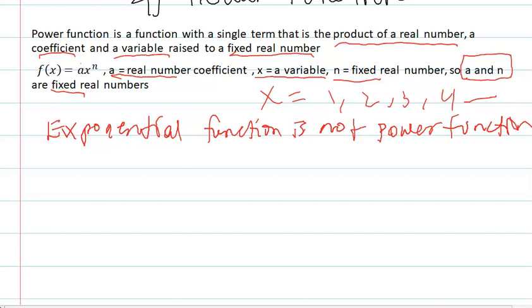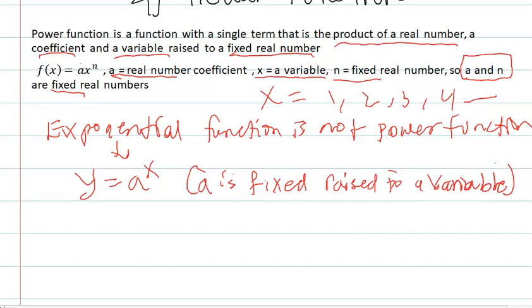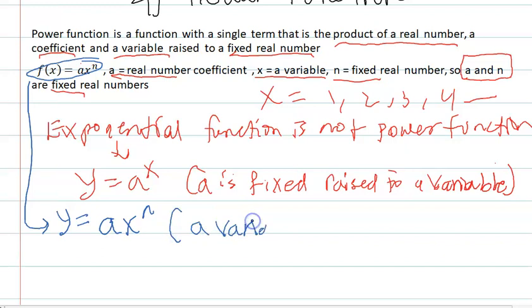ስለዚህ ኤክስፖኔንሻል ፈንክሽን form is y equals a to the power of x ነው, which means a is a fixed base raised to a variable. So it's raised to a variable. And power function is y equals a x to the power of n. ቅድም define ያደረግነው y equals a x^n, which is a variable raised to a fixed exponent.